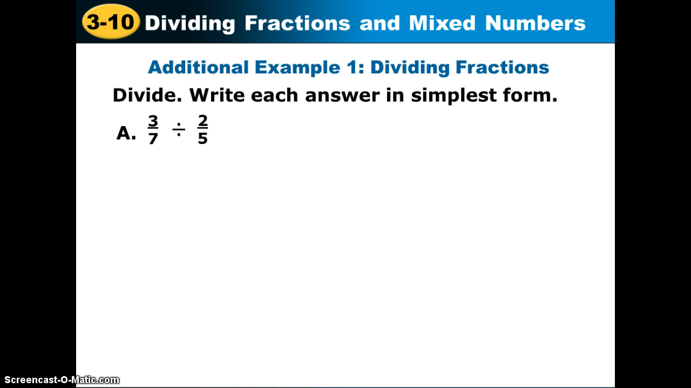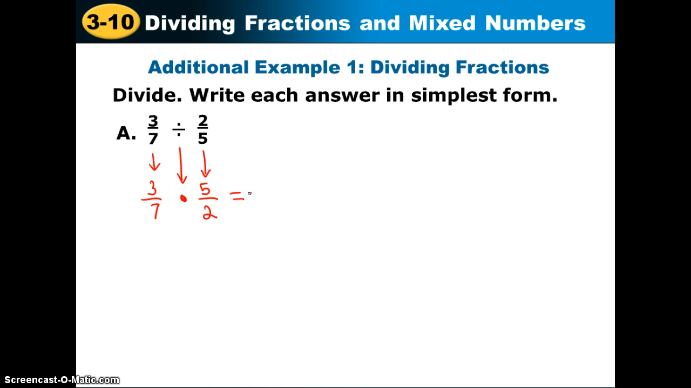Here's our first example, 3/7 divided by 2/5. Here we're going to keep our first fraction. It's going to remain 3/7. Change division to multiply. And then I need to flip my second fraction. Again, multiplying by the reciprocal.